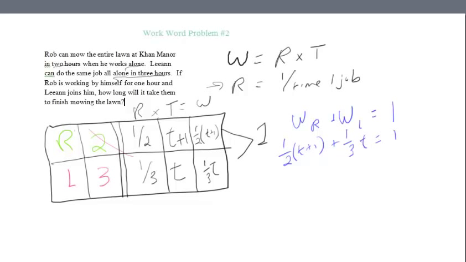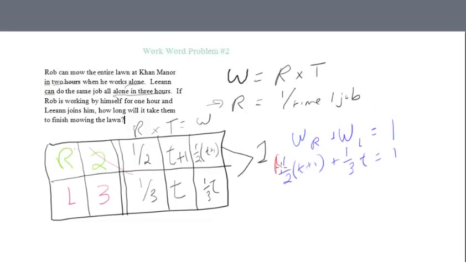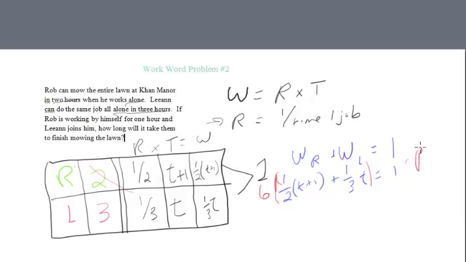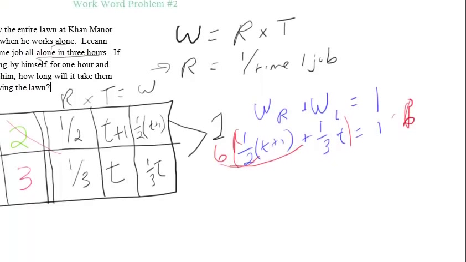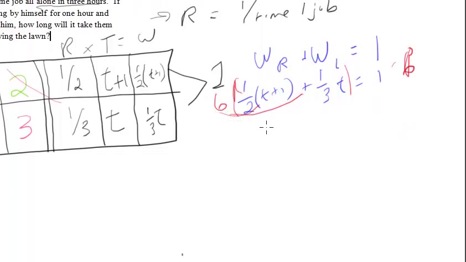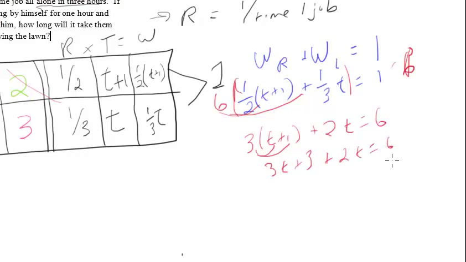Now, to get rid of the fractions, which is probably the easiest way to do this, I'm going to multiply by the least common denominator, which in this case is 6. Now, when I distribute here, you'll see that I have the 6 canceling with the 2, so I end up with 3 times t plus 1. And over here, the 3 cancels with the 6, I'm left with 2t, and on the other side I have 6. So again, I have another distribution here, so I get 3t plus 3 plus 2t equals 6.